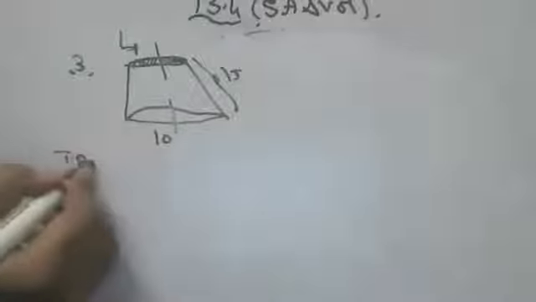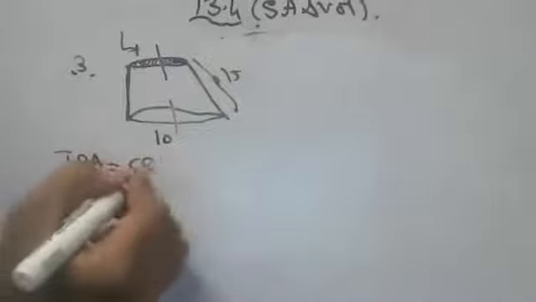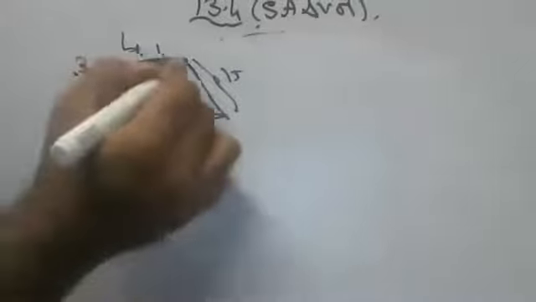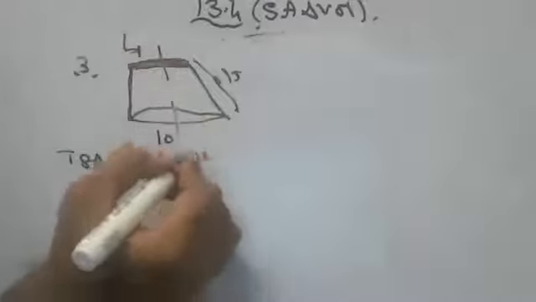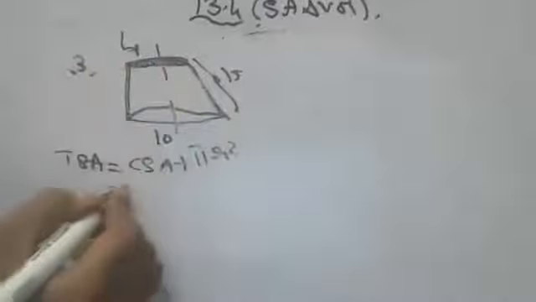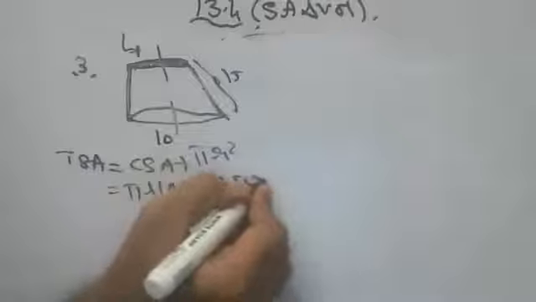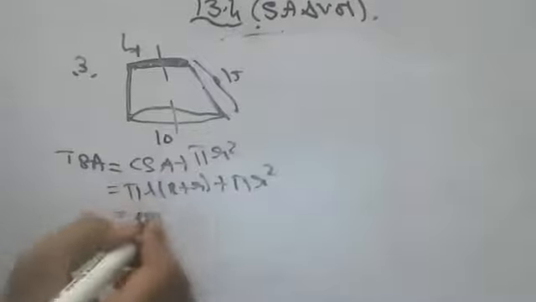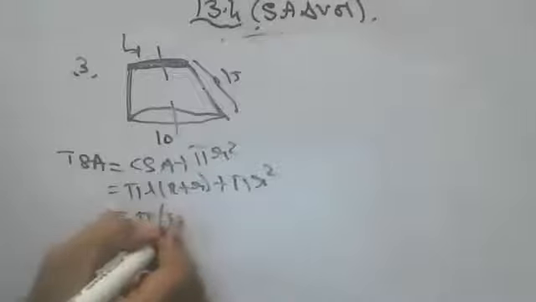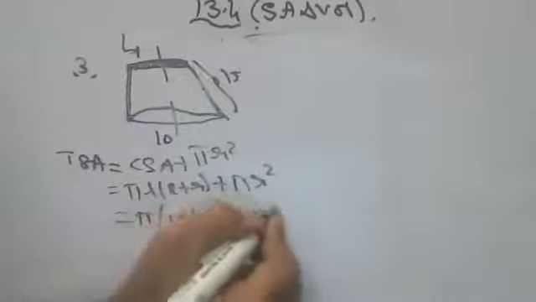So the TSA of material required to make it: first the CSA is anyway needed, plus this base, because this is closed, you have to take this also. Pi small r square, not big R square. This is CSA plus base, and CSA plus base gives TSA. Pi L (big R plus small r) plus pi r square. Pi, you can take common. Slant height is 15, big R plus small r, plus small r is 4 square.